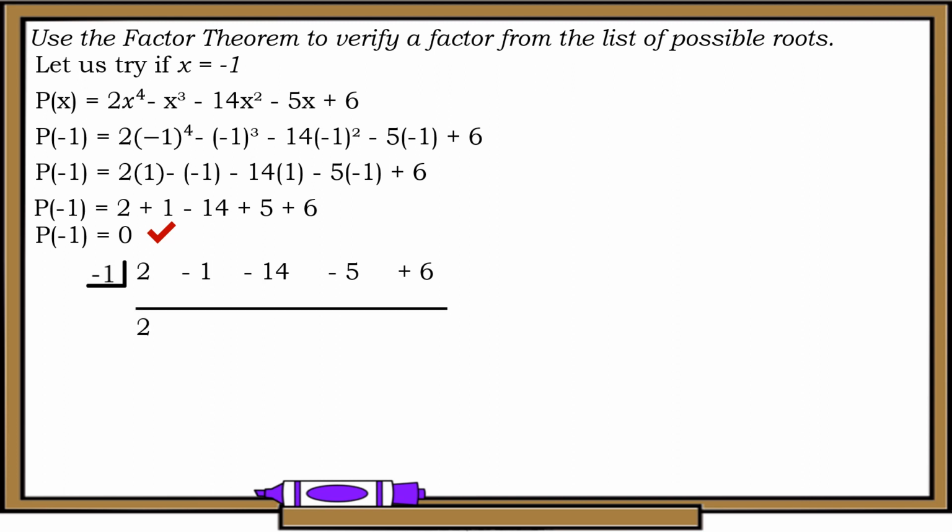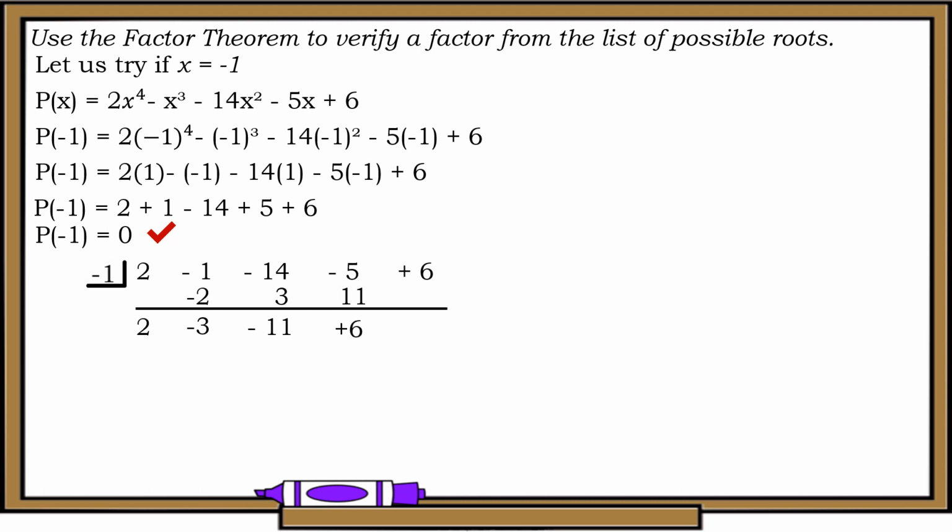Bring down 2. 2 times negative 1 is negative 2. Then you add negative 1 plus negative 2, negative 3. Multiply. Negative 3 times negative 1, positive 3. Add negative 14 and positive 3 is negative 11. Multiply negative 11 times negative 1, positive 11.